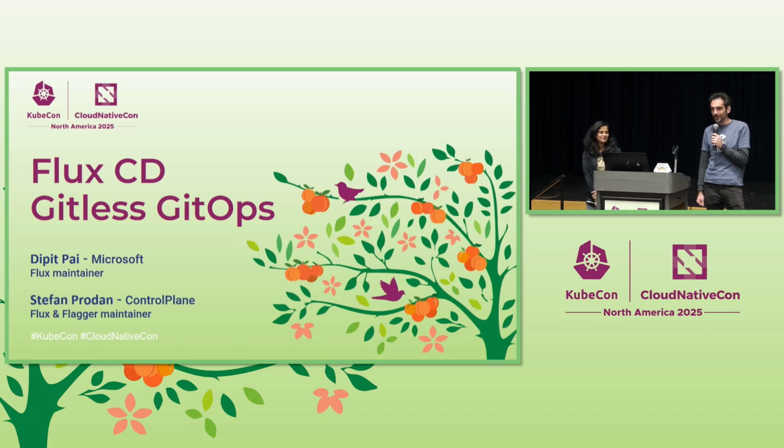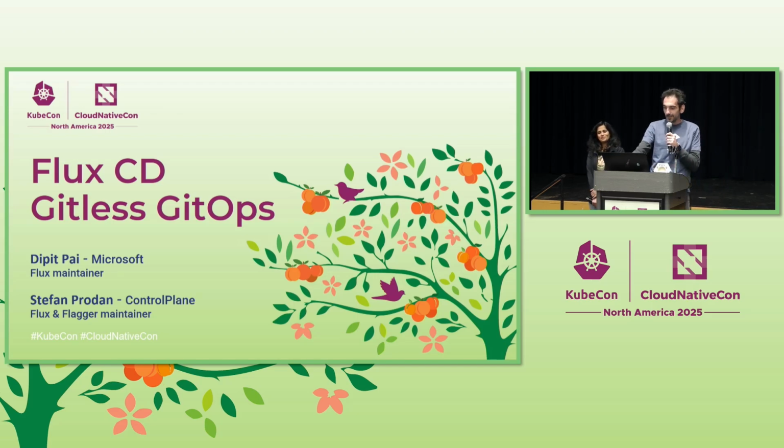And we are going to give you an overview of what this GitLess GitOps means. Then Dipti will show you some magic that can be done with Flux in Azure. And finally, we are going to talk about the Flux roadmap and some things we shipped in Flux 2.7 that you may find exciting for your existing Flux state.